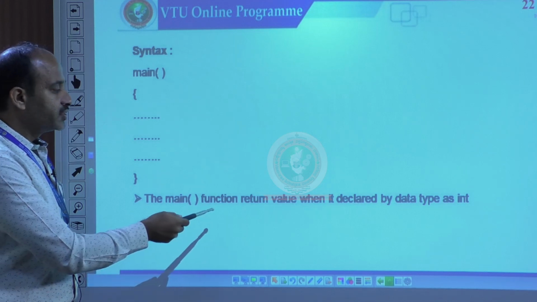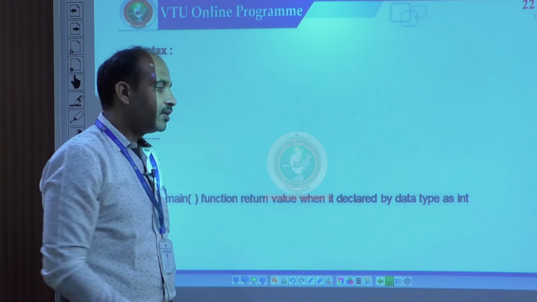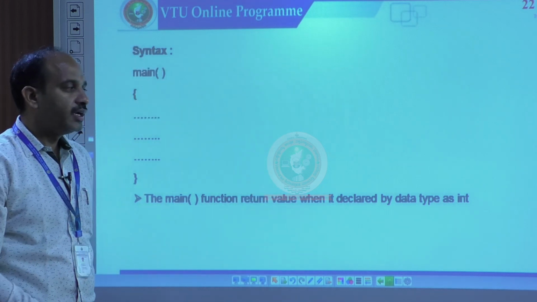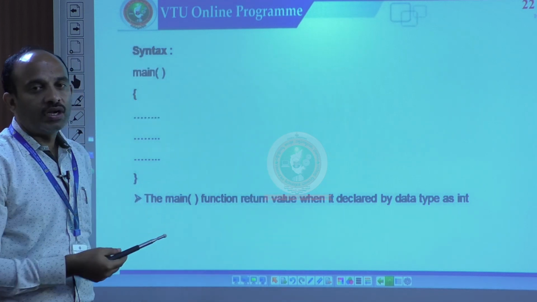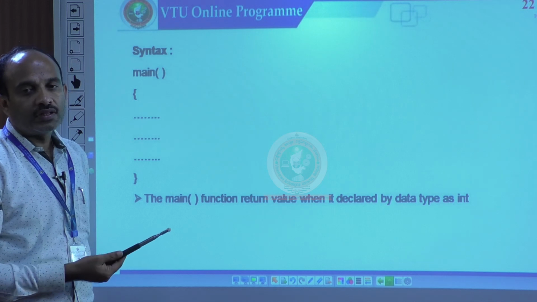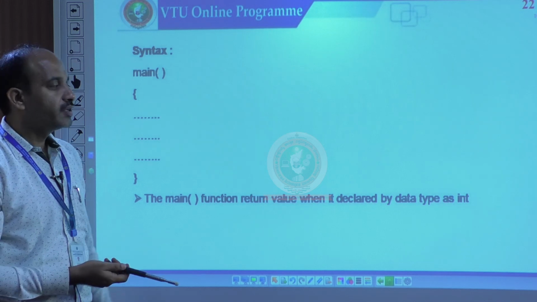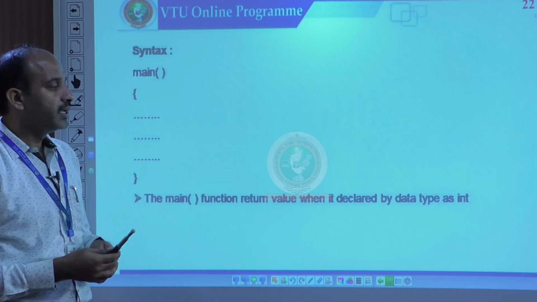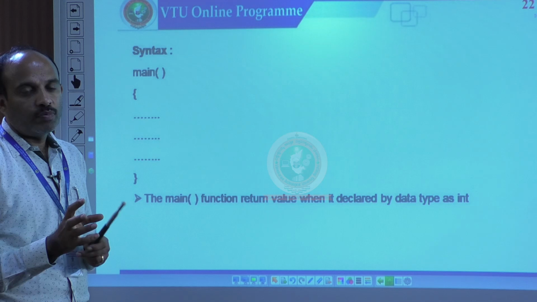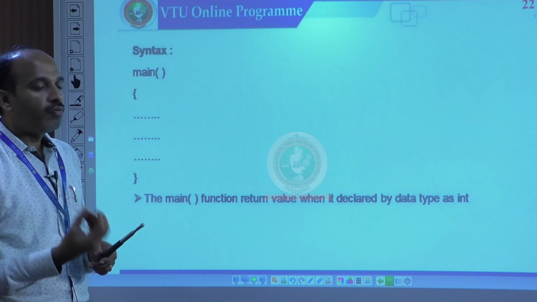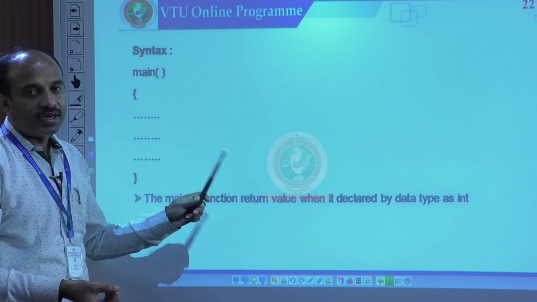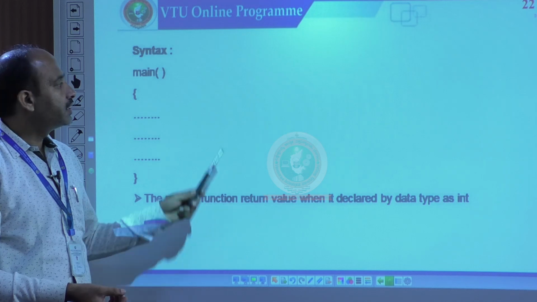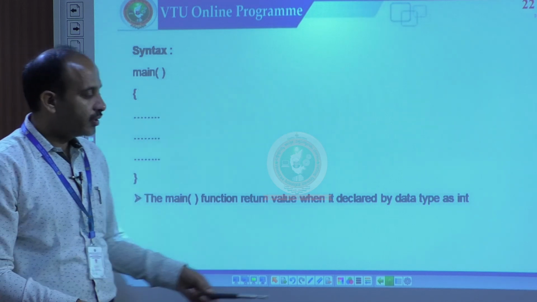Now the main function will return a value when its data type is declared as int. If you want to return anything, then you declare the data type as int. What a data type is, we will discuss in detail. It's the type of the value. Whatever type of value you want to return, you declare with that particular data type.